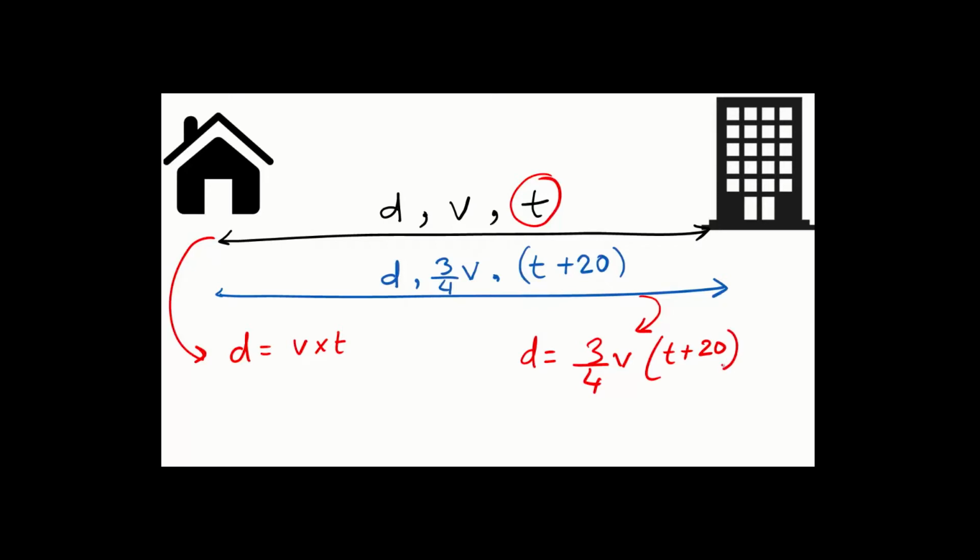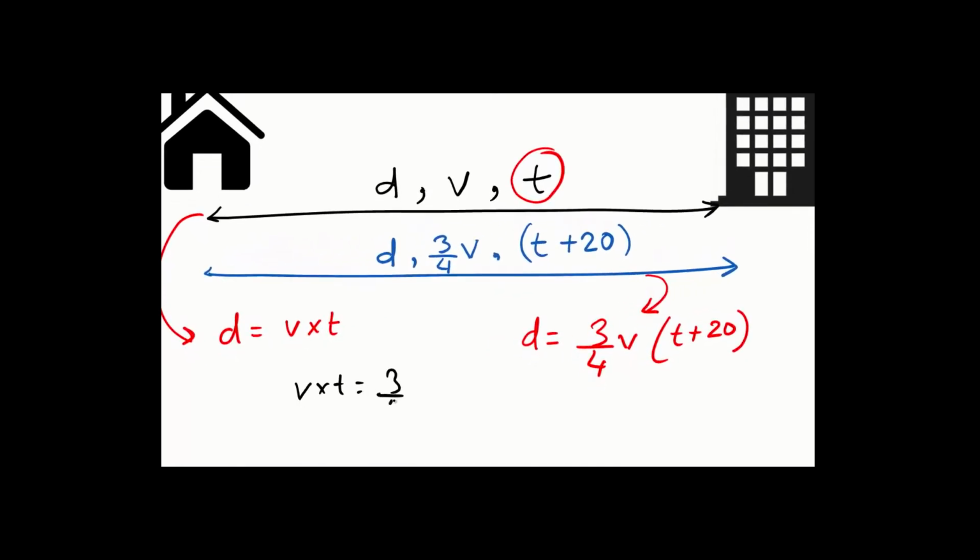And I don't need to say what to do next, right? Equate both of them. If you equate both of them, you'll get v into t equals 3/4 of v into t plus 20. V gets cancelled. See? You don't need v, you don't need d. Everything is in t, and that is what is asked.